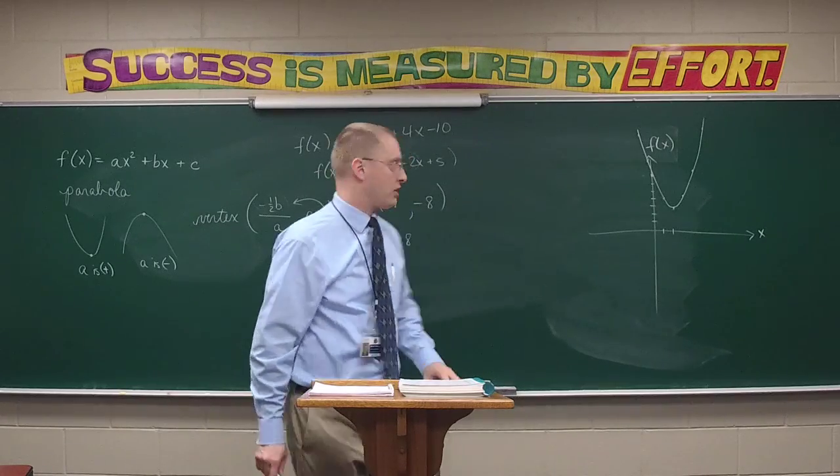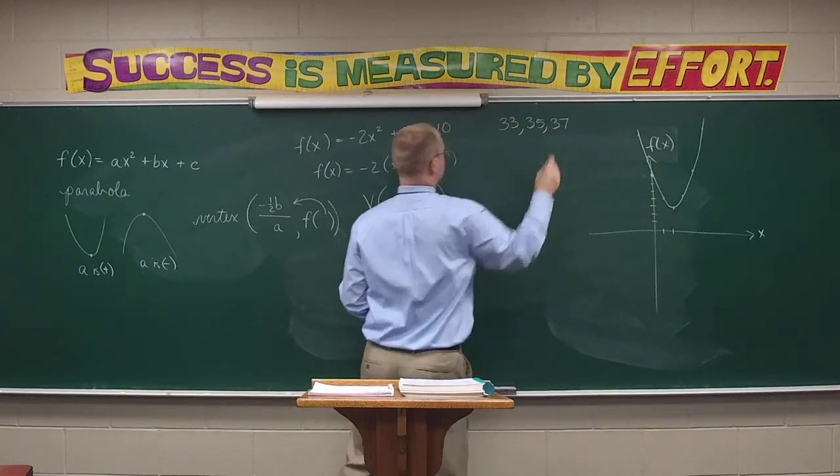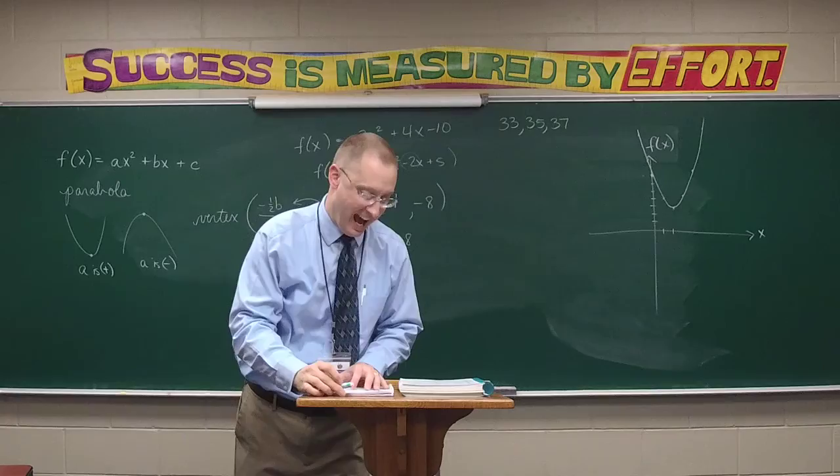All right, I want you to do 33, 35, 37. Use that vertex formula, negative half b, after you've pulled out the a.